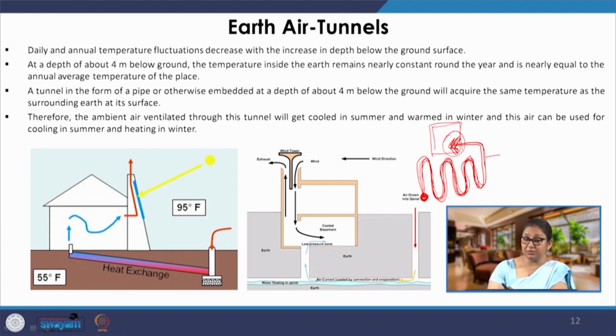It is extremely effective, but it is also associated with some problems, for example, that of rodents. A lot of times these earth air tunnels, because they are underground, are infested with rodents, and the moment we supply air from them, that sometimes becomes a problem. There are mechanisms where we can solve them, and we have been able to solve them. There are some excellent examples of where earth air tunnels have been used.